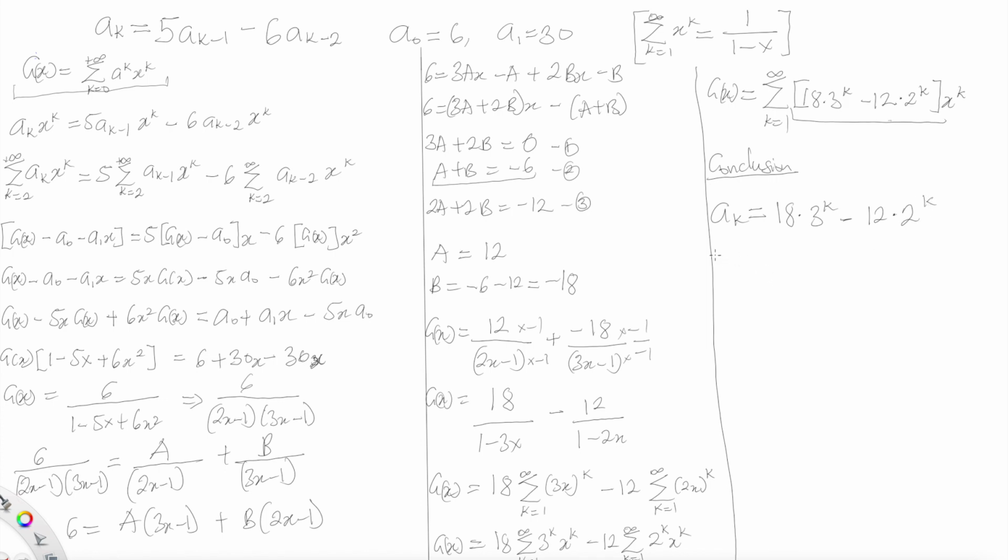So then this is our solution using generating functions. It looks like this, a k, like this. So these are the steps you take whenever you want to solve a recurrence relation using generating functions.